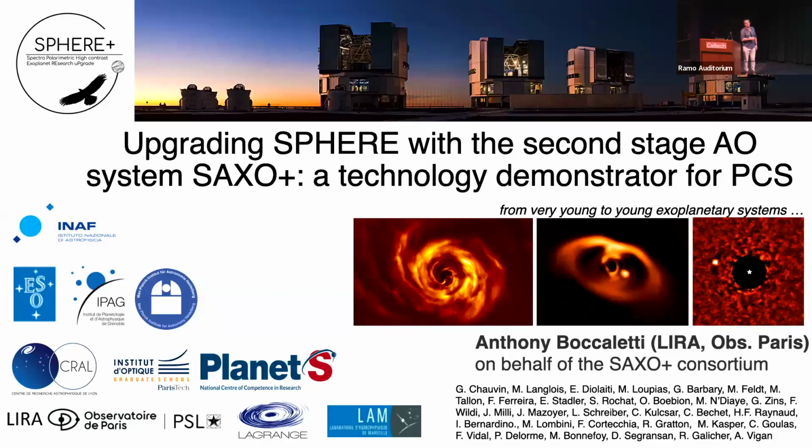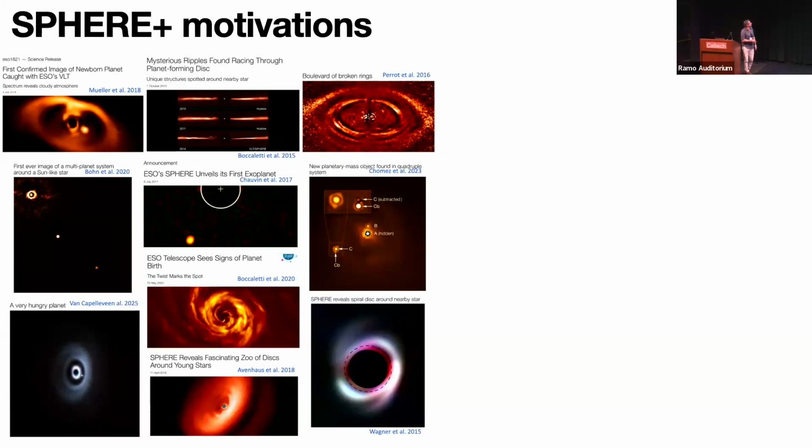And so SAXO Plus is a technology demonstrator for PCS, which is aiming to reach higher contrast than Sphere, of course, in order to be able to study planet formation all the way from very young objects to already formed planets, giant planets. So Sphere has been instrumental in the past for detecting planets, exoplanets, obtaining spectra of these objects, and also observing planet-forming disks and debris disks, even recently with WISP-2, but also WISP-1, sorry, which is also showing that there is room for more detection in the future.